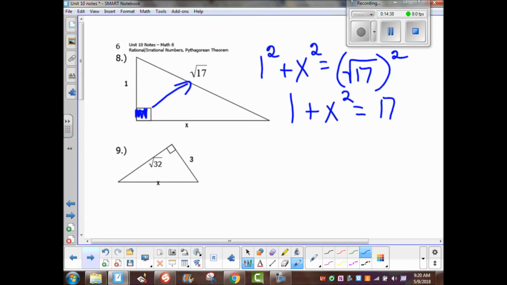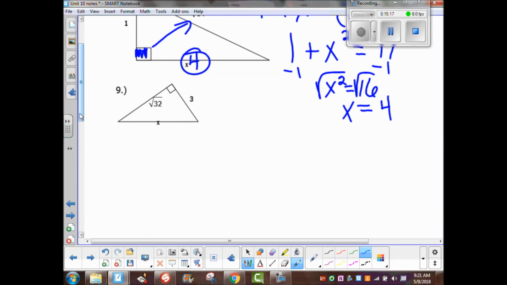Not yet. This is 1 plus something. True. Well, mathematically or algebraically, what step do I need to take first to get x squared by itself? Subtract the 1. And I get x squared equals 16. Now, how do I undo something squared? I square root it. And what is the leg of that triangle? 4. Number 9.